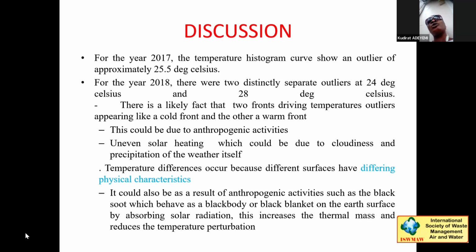And as we all know, the black soot is a good absorber of heat. Once we have black soot all over the Earth's surface in a particular environment, then we should be expecting a climate challenge there. So this black soot might have behaved as a black body on the Earth's surface by absorbing solar radiation, and this will have increased the thermal mass and also reduced the temperature perturbation at that point of study. Then lastly, my conclusion, the last slide, please. Next.